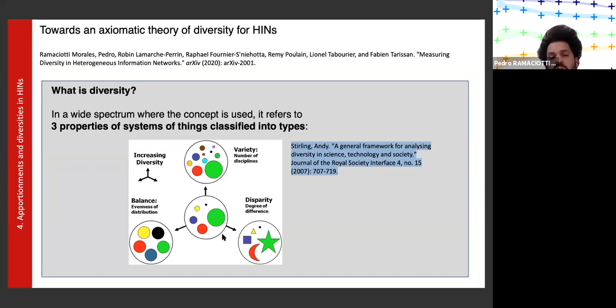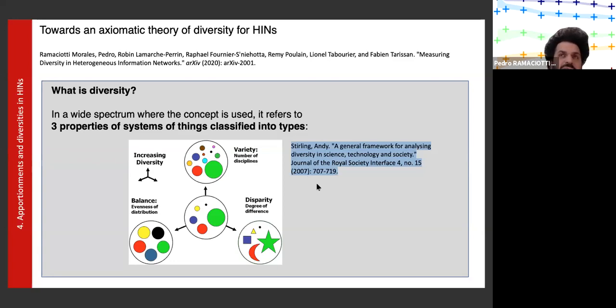So here, for example, you have a situation where you have five kinds of things, and the green kind has more things than the red kind. A more balanced situation would be one where each type has the same number of things. A more varied situation would be, regardless of how many items you have in types, if you had more types. And yet a different kind of diversity would be disparity, where it doesn't matter how many types or how many objects are classified into types. It only matters that types are different among them.